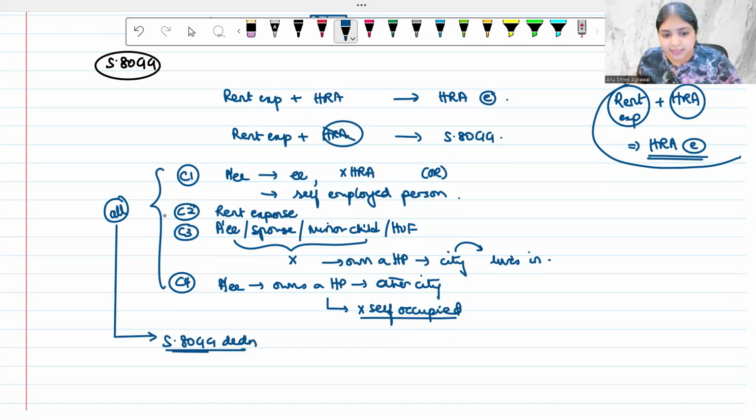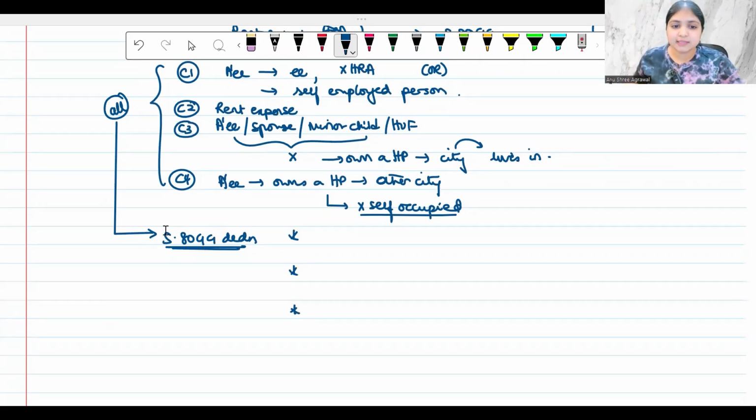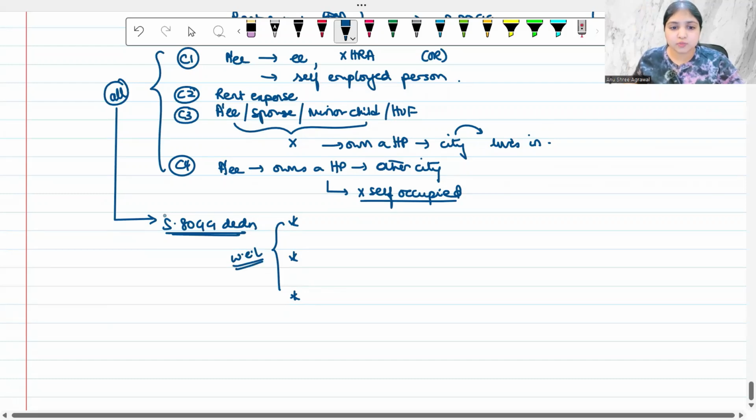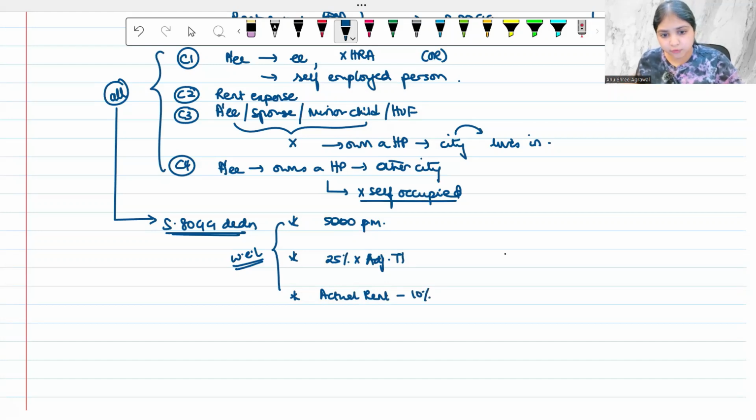To compute 80GG deduction, we'll have to calculate totally 3 things. Out of the three things, we will pick whichever is the least, and that's going to be your 80GG deduction. What are the three things? Number one is 5,000 rupees per month. Number two, 25% of your adjusted total income. And number three, actual rent minus 10% of adjusted total income. Actual rent minus 10% of adjusted total income.